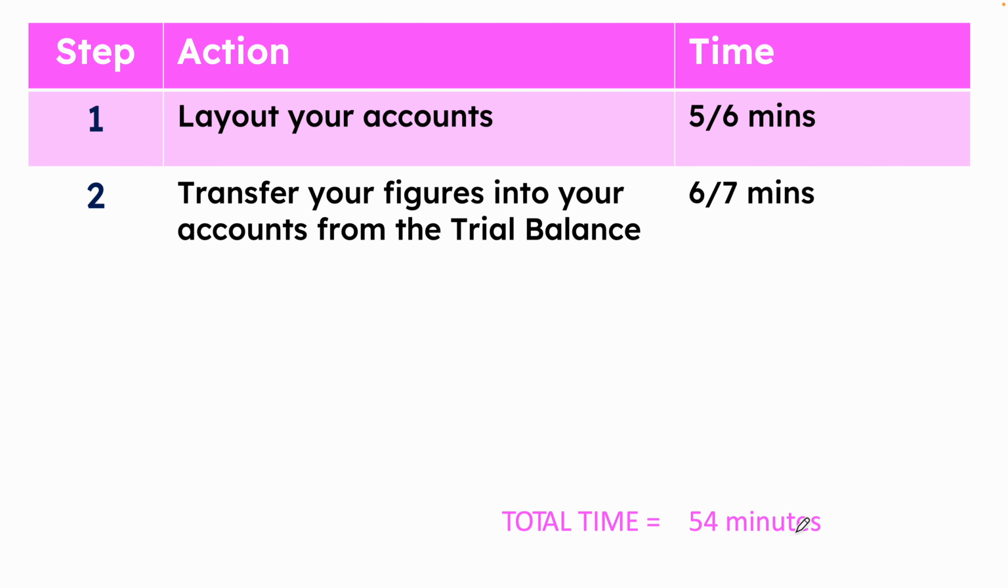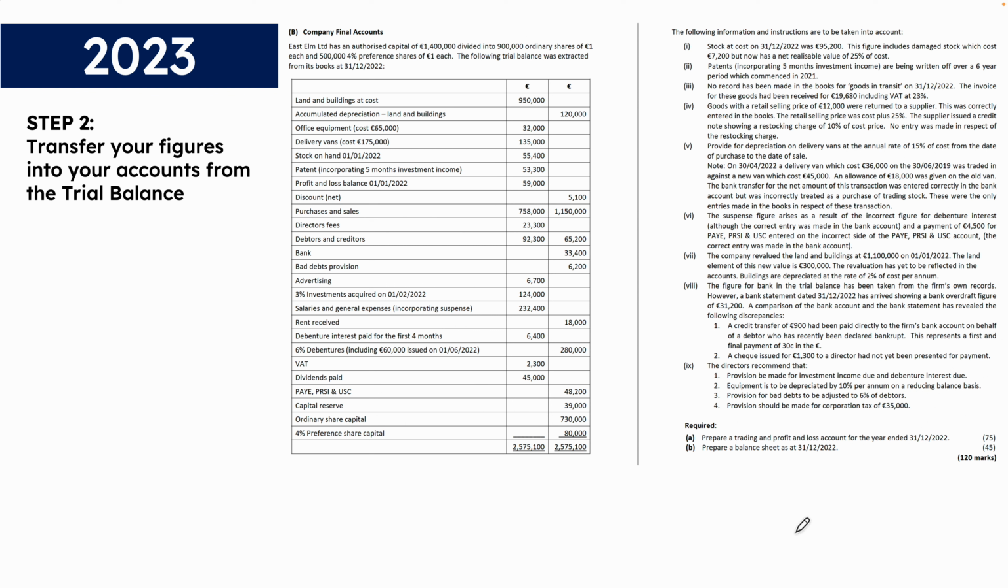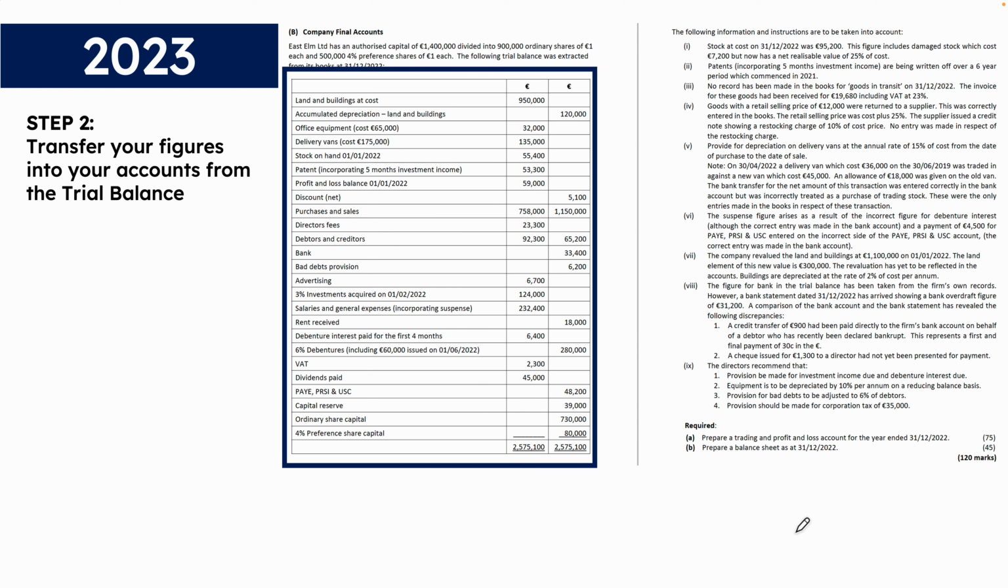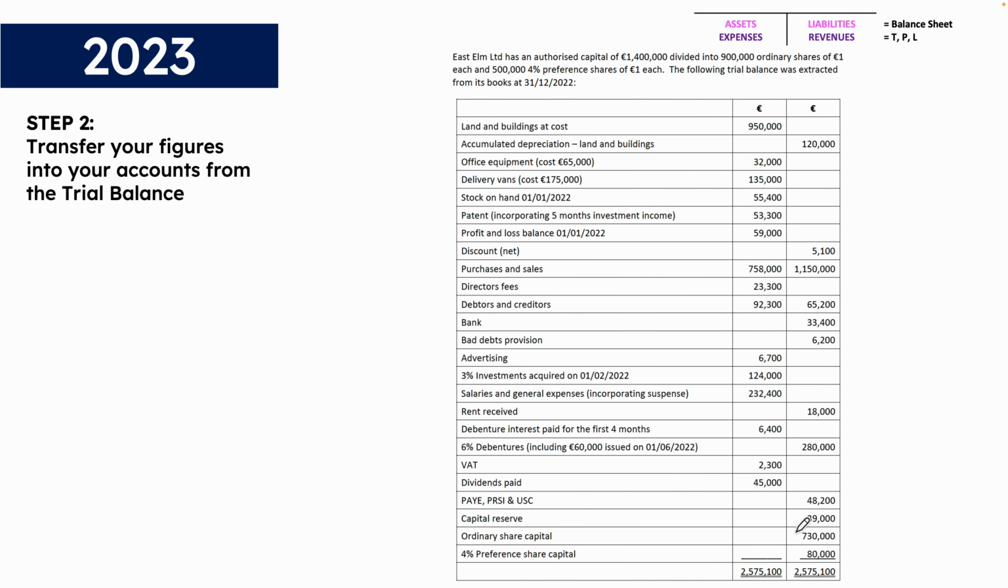Okay, so step 2 then, we transfer our figures from the trial balance into our trading profit and loss and balance sheet. And this should take us 6 or 7 minutes. So at this stage, we're literally only looking at the trial balance. Okay, we're not looking at any adjustments whatsoever. All right, and what we're going to do, we're just going to identify now where these items are going to go. And then we are going to just slot them into our accounts then.